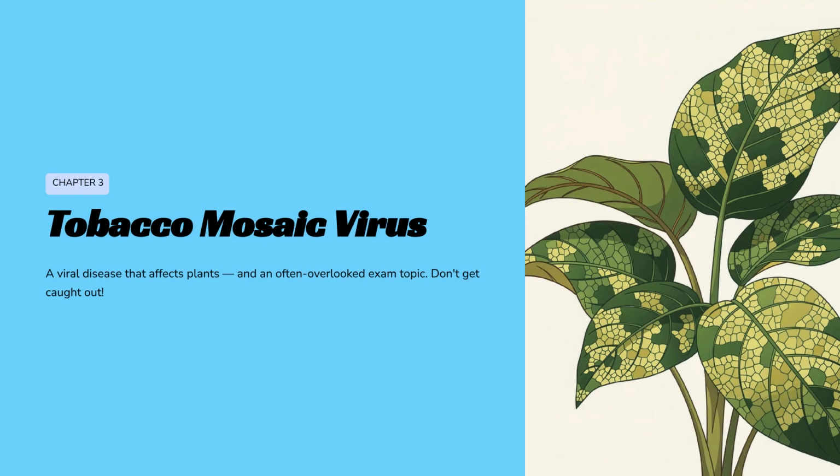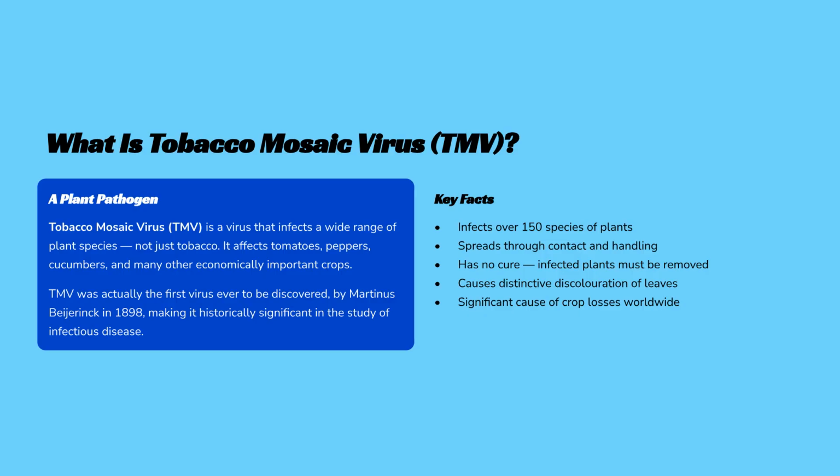Now let's turn to Chapter 3, tobacco mosaic virus. This is a common viral disease that affects plants and is an important, though sometimes overlooked, topic for your exam. Tobacco mosaic virus, or TMV, is a widespread plant pathogen.